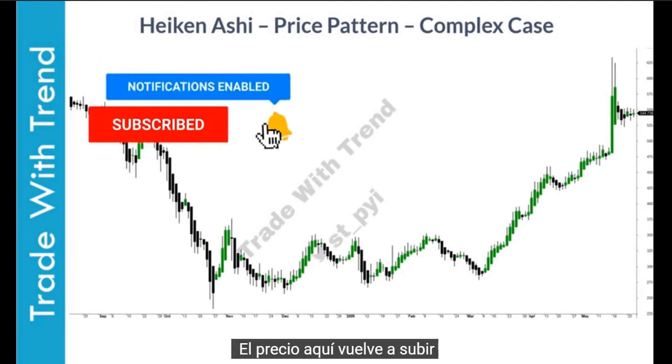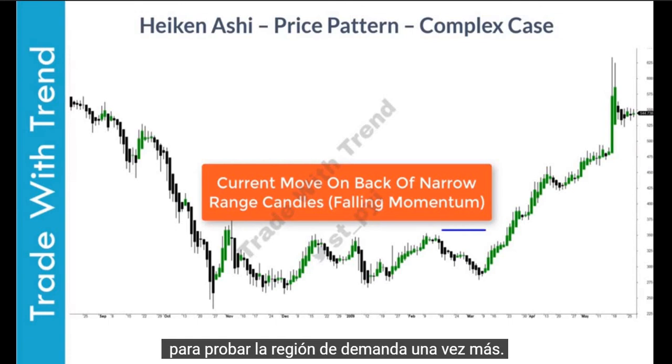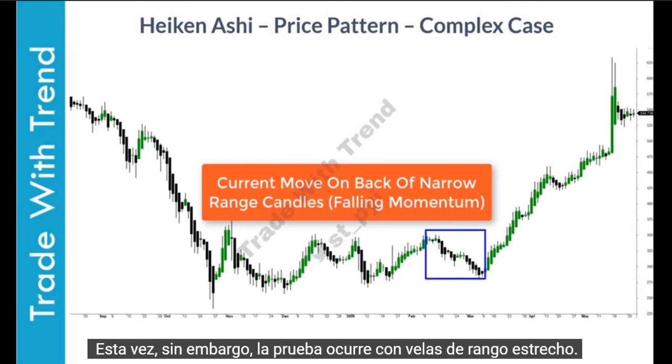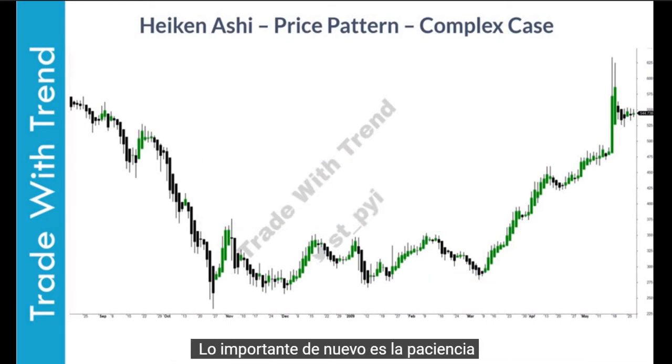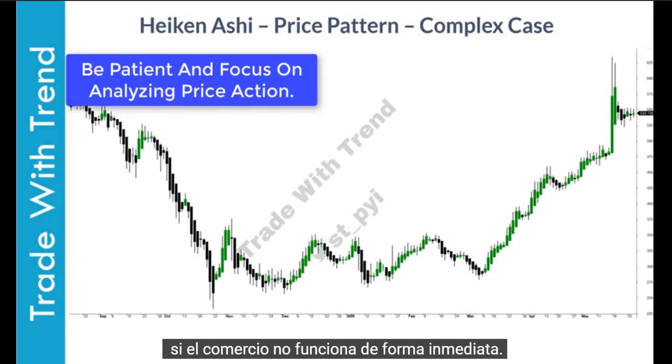Price here again moves higher to test the demand region one more time. This time though, the test happens with narrow range candles which clearly signify loss of momentum. The important thing again is being patient if the trade does not work on an immediate basis. You also need to use range of candle, momentum, and structure of higher high and higher low to assess the structure of the trend before beginning to exit the position.